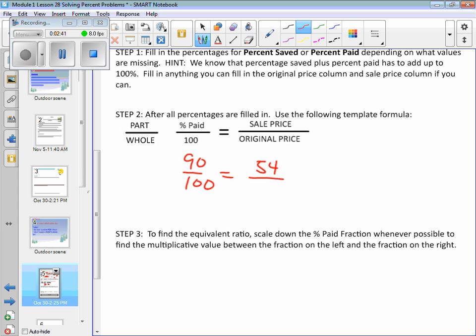Do you guys know the zero trick? If you have a number that ends in a zero on the top, you can cross it out. And if you have a number at the bottom that ends in a zero, you can cross it out. 9/10. It's like dividing the numerator and denominator by 10, a factor of 10. So you have 9 over 10 equals 54 over 100.